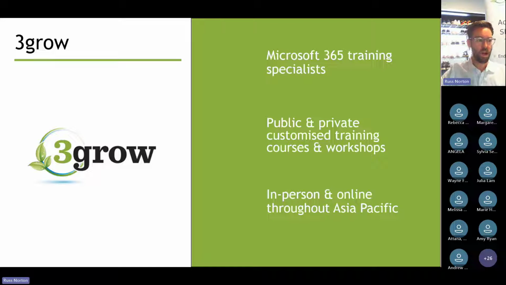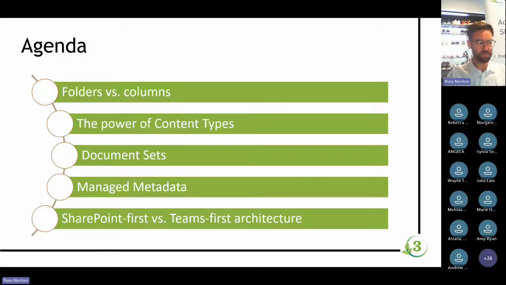So what we're going to be covering over the next hour or so is, first of all, a little chat about folders versus columns. So a comparison of the two, just to talk about the pros and cons of each of those. Spoiler alert, not too many pros when it comes to folders. We'll then be introducing content types. So in my mind, content types are probably the most important aspect of SharePoint when it comes to your information architecture. So very important that we understand those and get those right.